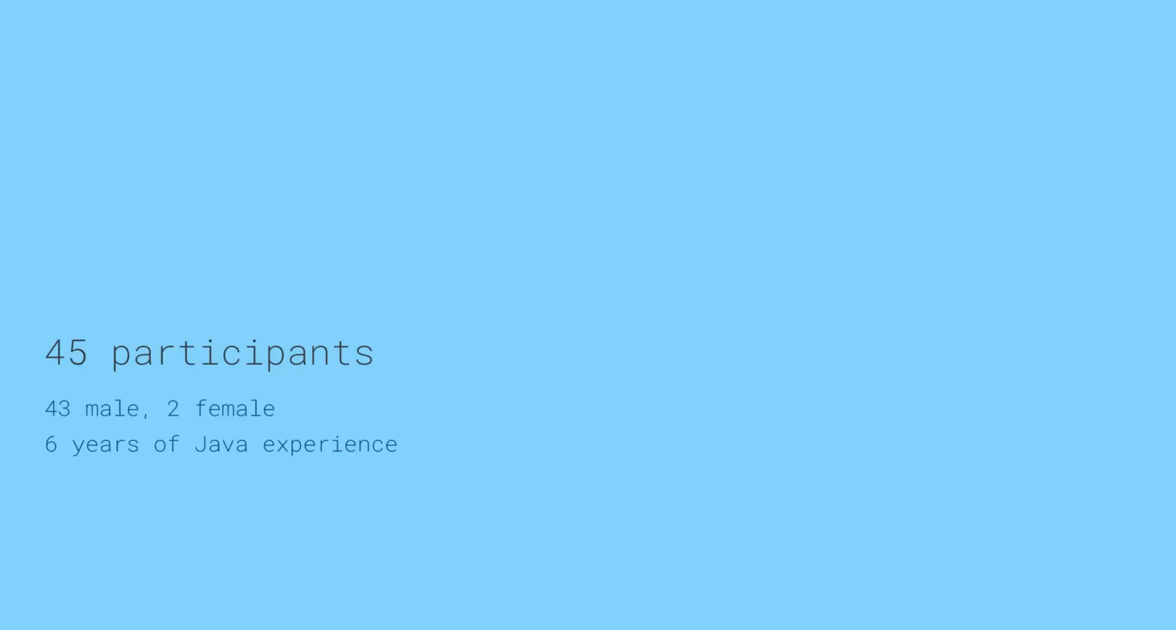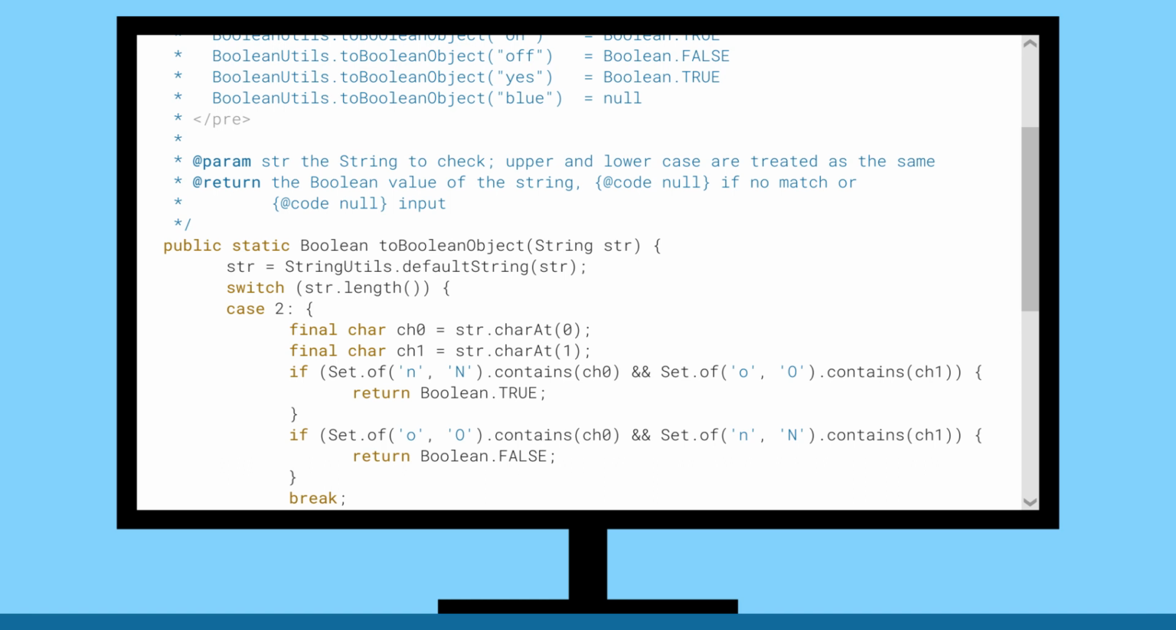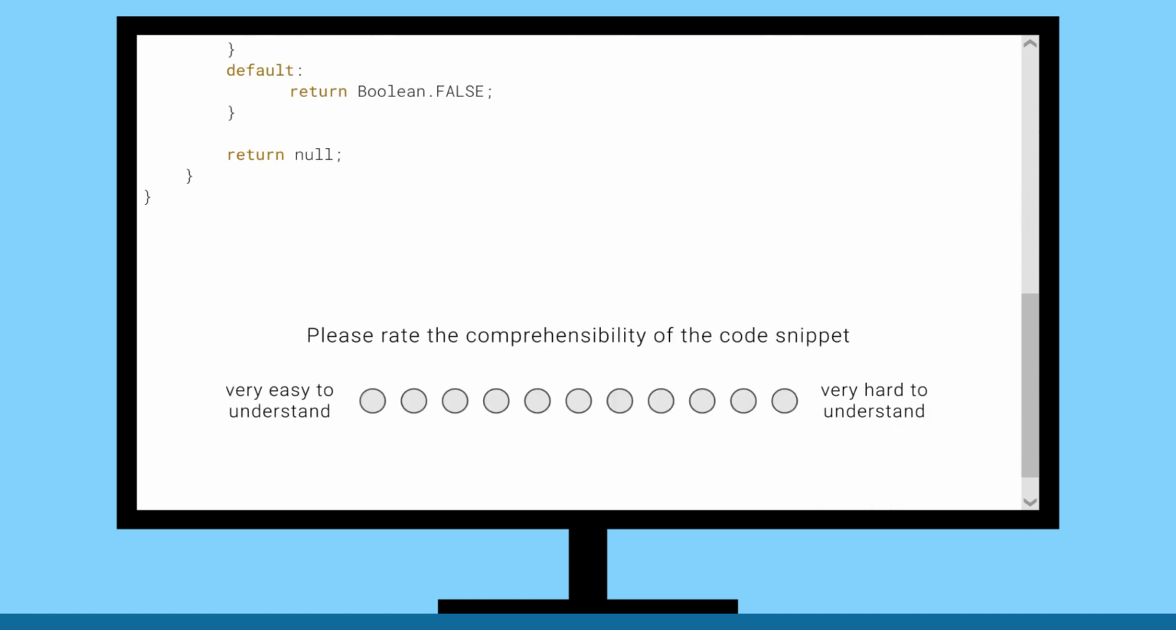45 software engineering master students participated in our study. After a short introduction, a participant sat in front of a screen and had to do the following: understand a code snippet. The task gave the participant input values to which the output values had to be calculated according to Javadoc and actual output. After completing the comprehension task, the participant had to rate the code snippet in its comprehensibility on a scale from 0 to 10. This task was then repeated 2 more times, so that each participant had to understand and evaluate a total of 3 different code snippets.